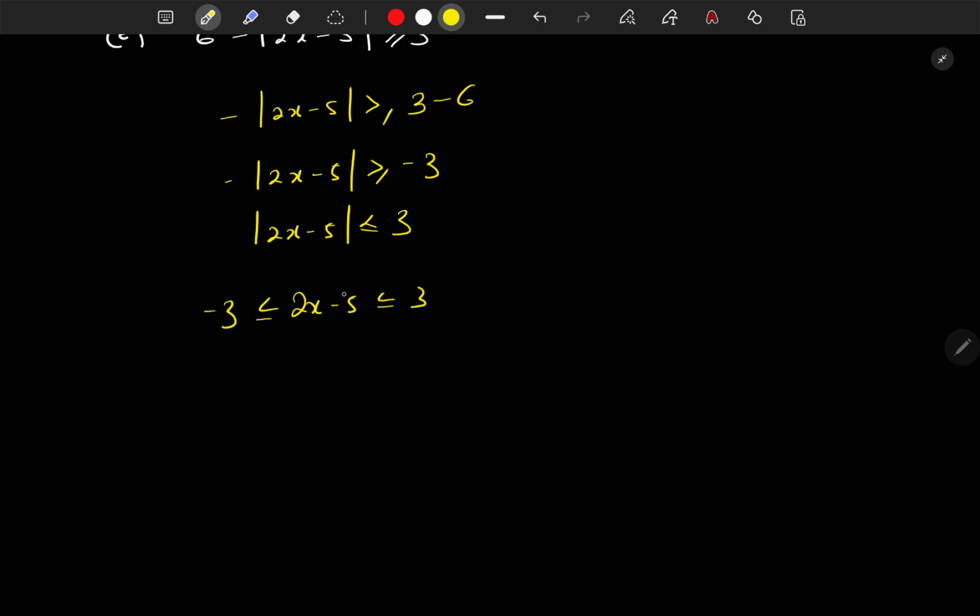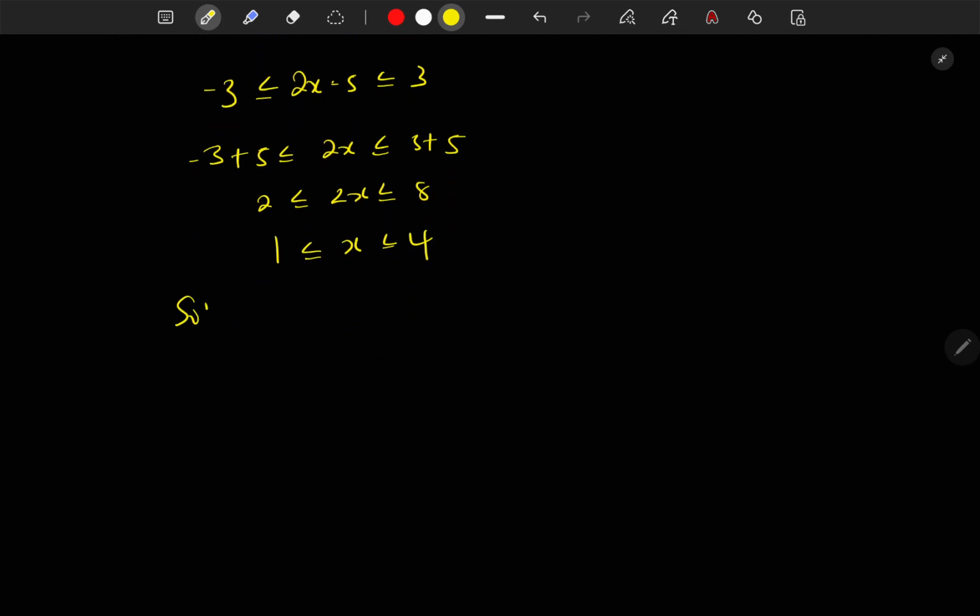So now what do we do? We add 5 both sides. So if I add 5 here, this becomes 2x. Adding 5 here, this becomes negative 3 plus 5. Here I'm going to get 2x. Here I'm going to get 8. I can divide 2 throughout, which will give me 1 less than or equal to x less than or equal to 4. Because of that, my solution now is between what? 1 and 4.